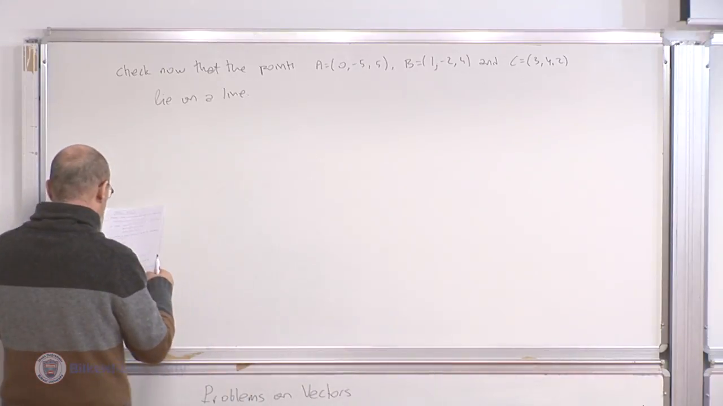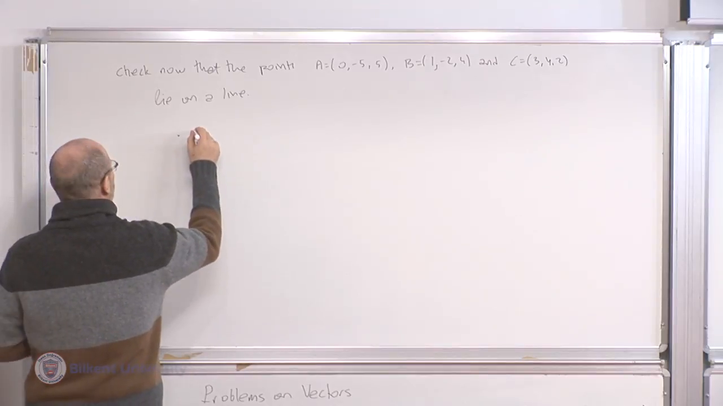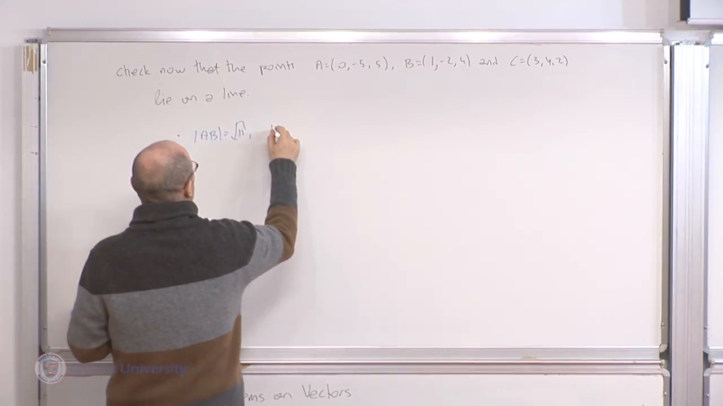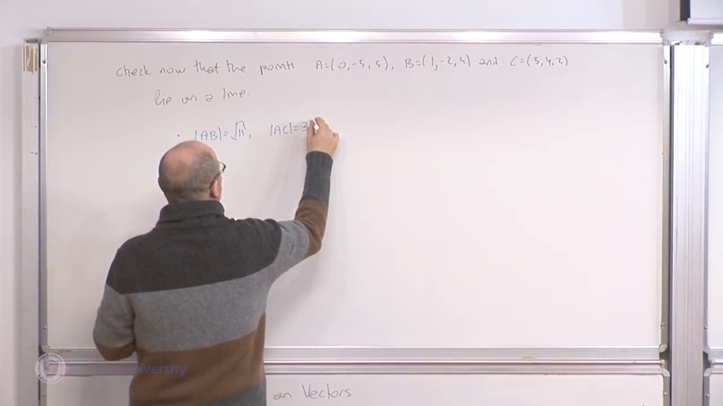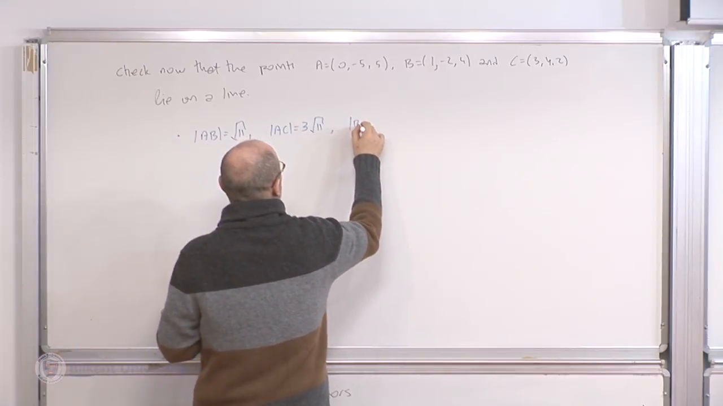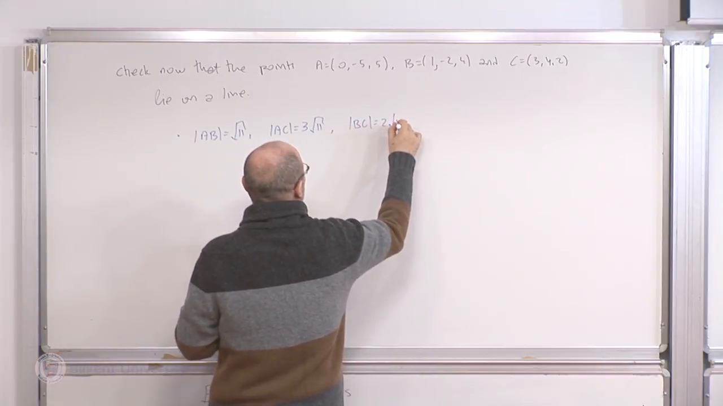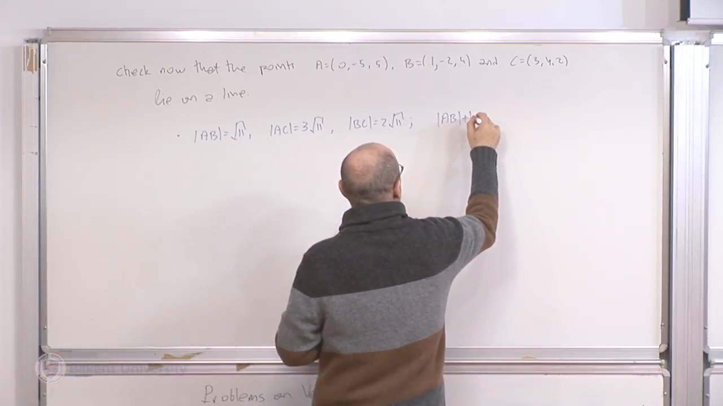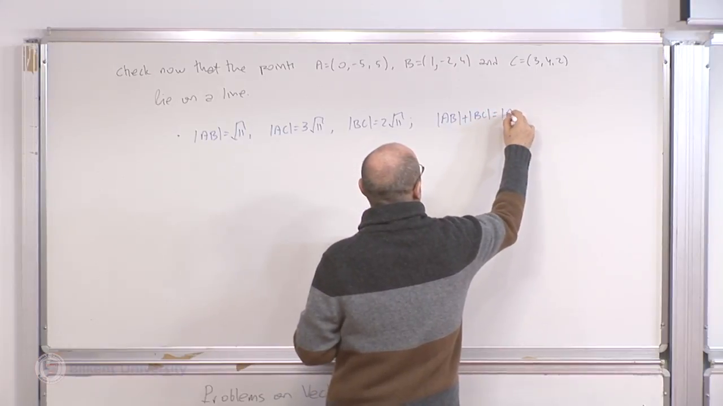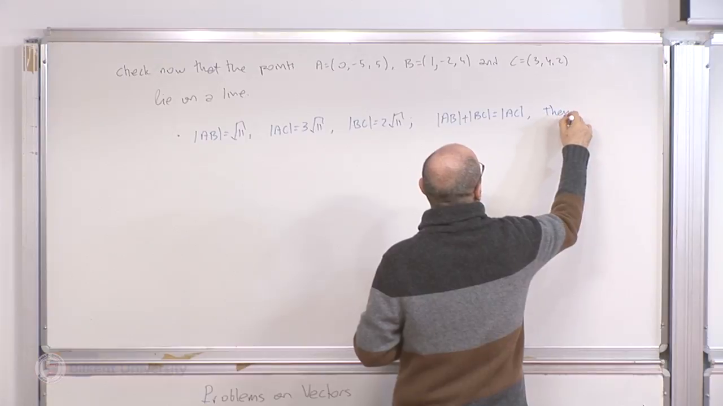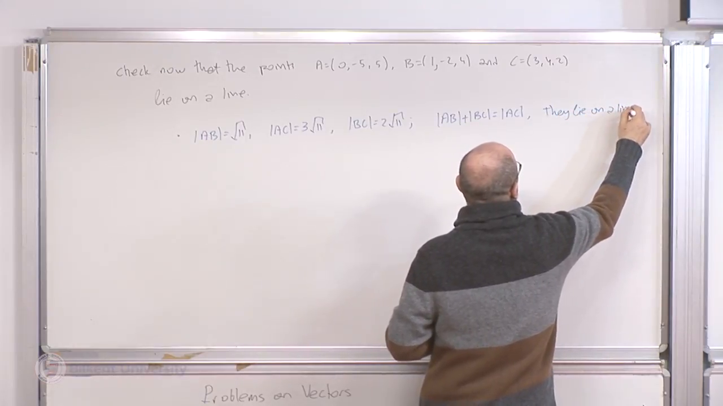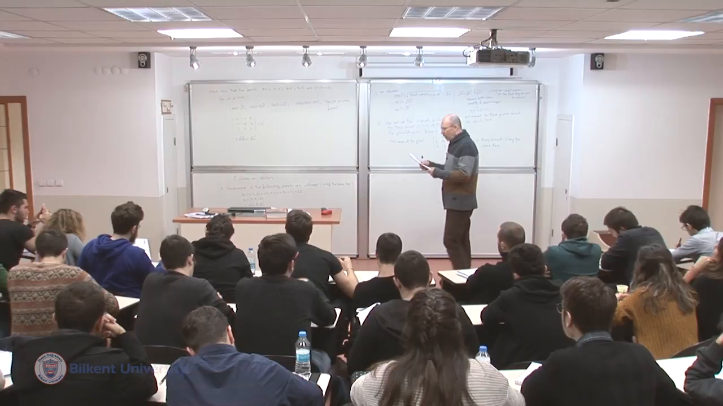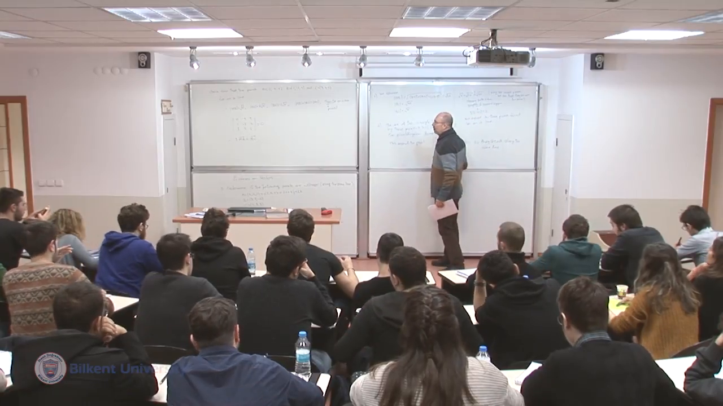So in this case, again, let's do all solutions. In one case, I calculate AB. This is the square root of 11. I calculate AC. This is 3 times the square root of 11. And BC, this is 2 times the square root of 11. So AB plus BC equals AC. They lie on a line, the points, of course. Okay, so this is one. To warm up, we'll do another simple example.